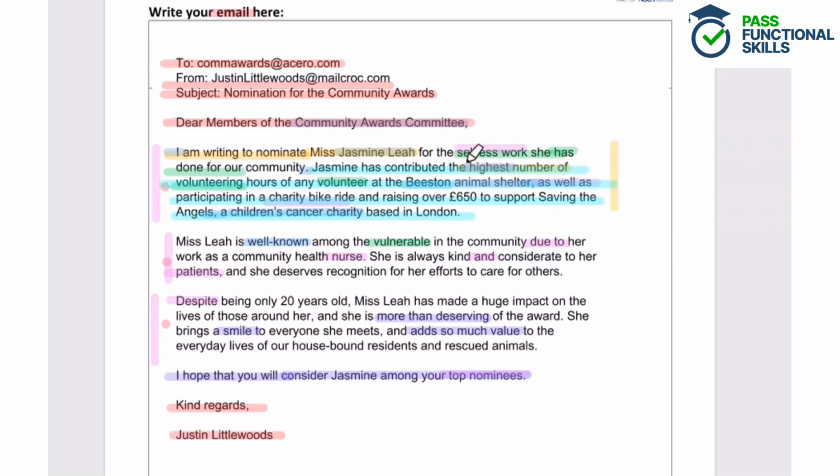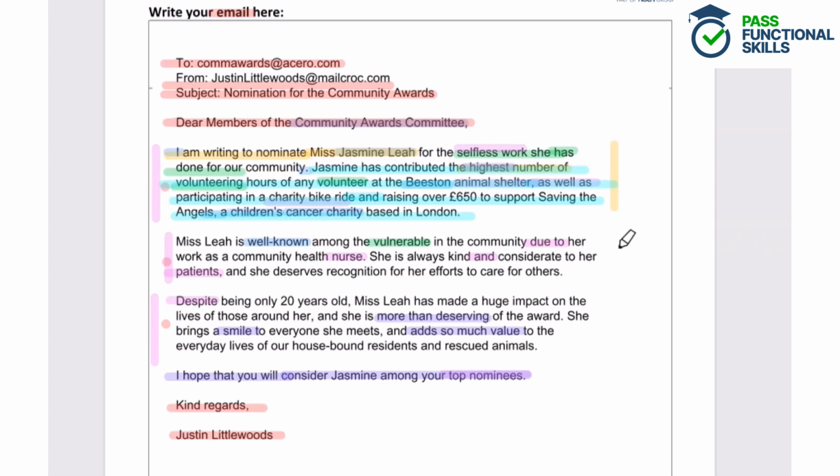So we've been told that she's a volunteer at the animal shelter, and not only that, but she's contributed the highest number of hours. And then she's also done this charity bike ride, and so we've got another connective there, and she's raised over £650. And then we've got details about the charity that she's raised this money for. So all of this information has been linked together really effectively within the same sentence.